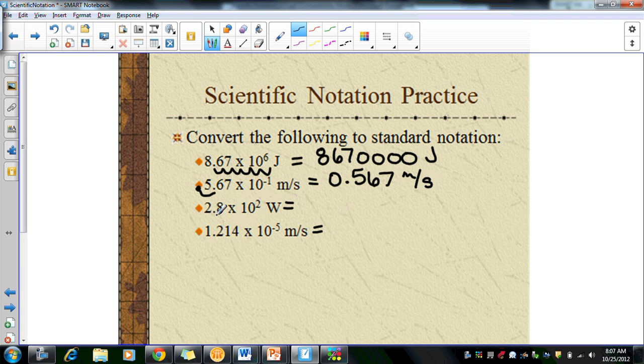10 to the 2 watts. So here's our decimal spot. Go 1, 2 to the right since it's positive. That would be 280 watts. And then our last one, it's negative again. So we need to move to the left. 1, 2, 3, 4, 5. So now we have 4 blank spots. So after the decimal, we have 1, 2, 3, 4 zeros, and then the rest of our digits.